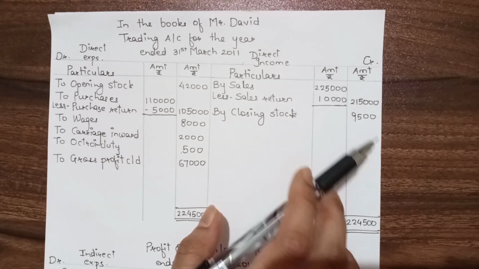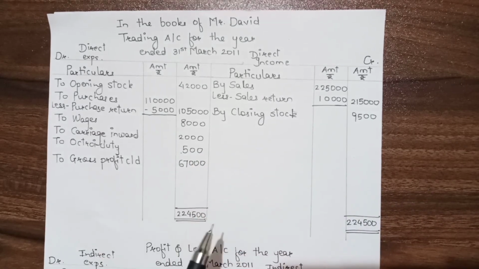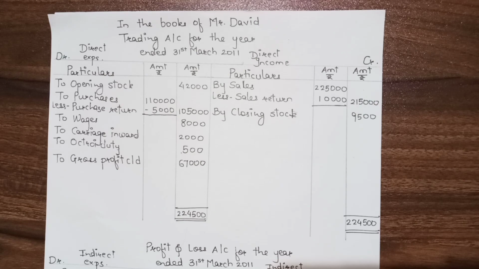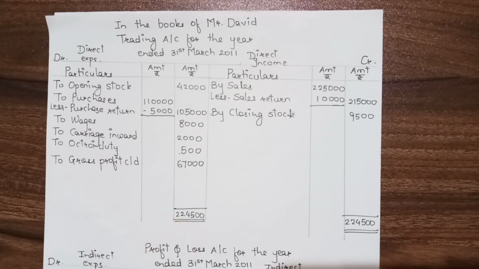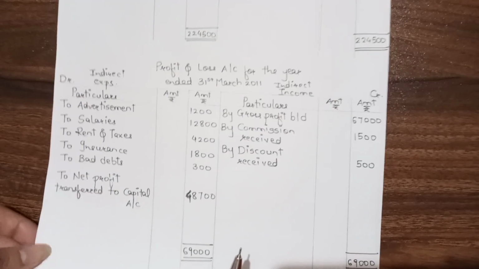So the amount which I got from the credit side, I subtracted the amount of the debit side from it. So the balance which is required in the debit side, that is 67,000, to complete 2,24,500. So 67,000 is going to be your gross profit. So this is how you have to calculate the gross profit. Okay, now let's move on to the profit and loss account.